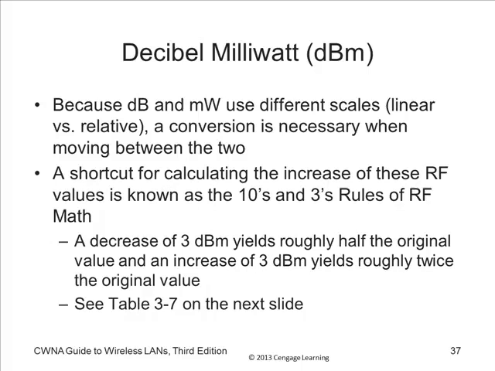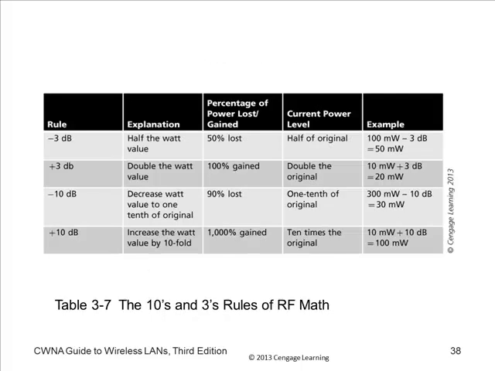3 dB, the table: plus or minus 3 dB, and we've already said that. Minus 10 dB decreases the watt to 1/10 of the value. So if we have a minus 10 dB, 90% of the signal's been lost. And if we have a minus 20 dB, we have 1/10 of a tenth, which is going to be 1/100th, right? And if we have a minus 30, we have 1/10 of a tenth of a tenth, which is going to divide by 10 three times.